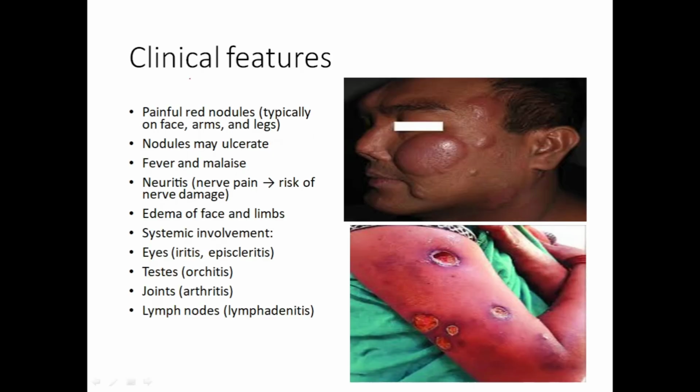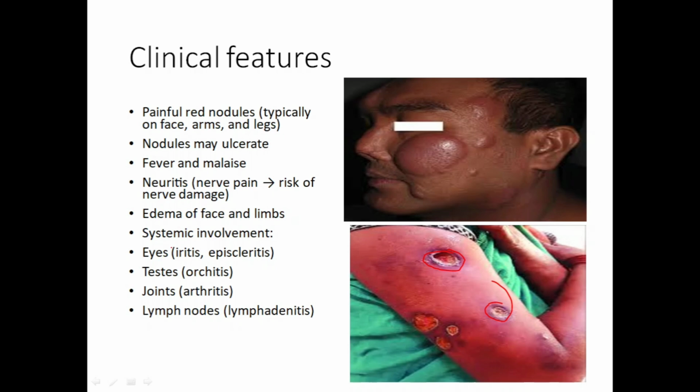So what are the clinical features? Painful red nodules, typically on face, arms and legs. Nodules may ulcerate, so you can see them becoming ulcers here. It would present with fever and malaise, that's high temperature and body weakness. Neuritis, that's nerve pain, which will result in risks of nerve damage if not treated early. Edema of face and limbs, that's swelling of the face and the limbs.